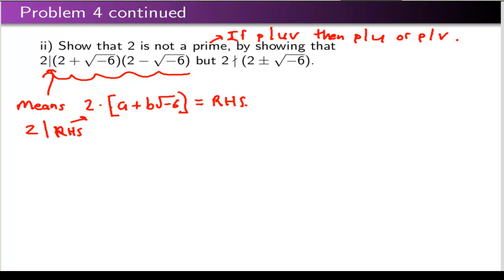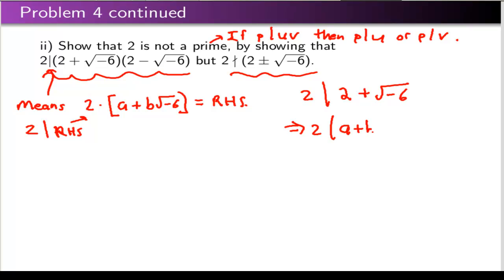And again for this part, it's the same thing. What would it mean to say 2 is a factor of 2 plus this, say? Well, that would mean that 2 times some a plus b square root of 6 should equal 2 plus square root of negative 6. And show that that's impossible.